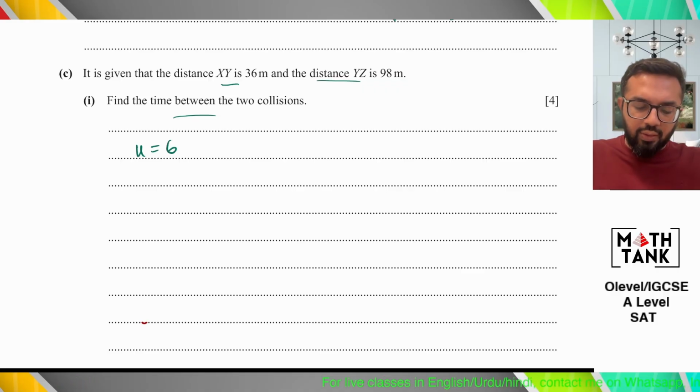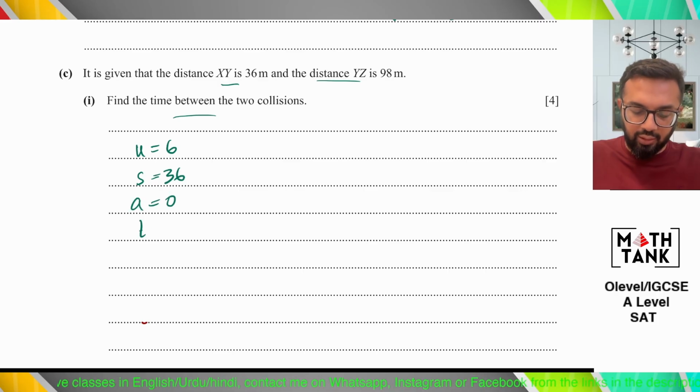When A starts off, it has a speed of 6. It has to travel a distance of 36 meters. Its acceleration is 0. I want to find the time, so 36 equals ut. Half at squared is not there because it's 0, so t equals 6.